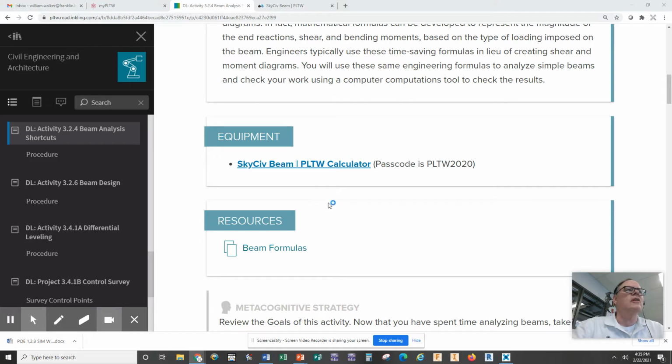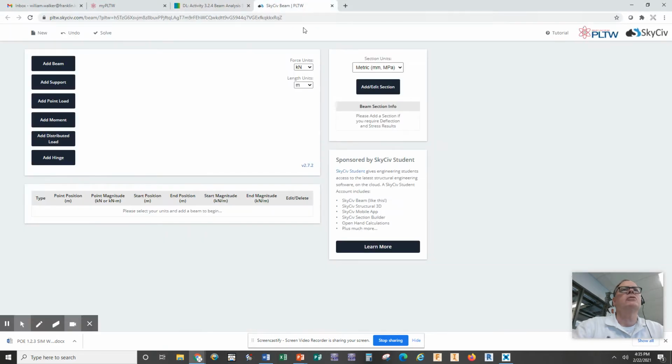So in lesson 324 on beam analysis shortcuts, there's a link here to the SkySiv beam Pltw calculator. You will need the passcode, all caps Pltw 2020. That will take you to the SkySiv beam, a very simple site here that allows you to add beams and put different loads on it and get your shear and moment diagrams. So I want to start out by changing your units to pounds and your length to feet.